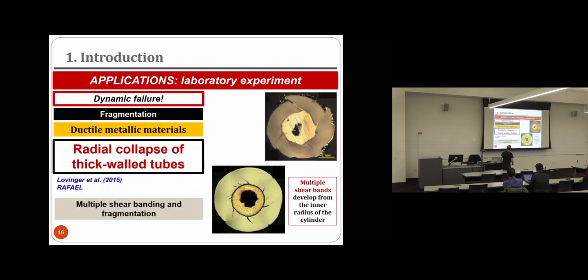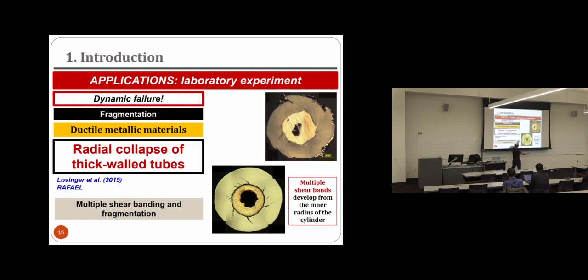And another experimental configuration to study shear bands, in this case at a little bit higher strain rates, is the radial collapse of thick wall tubes. This experimental technique was originally developed by Nesterenko at the University of California, San Diego. So basically, what we have is a thick wall tube. This is just the cross-section of the tube, okay? It is subjected to radial compression at very high strain rates. In this case, using electromagnetic loading, because this is a specimen tested by Lovinger at Rafael in Israel. But this experiment can also be performed using explosives.